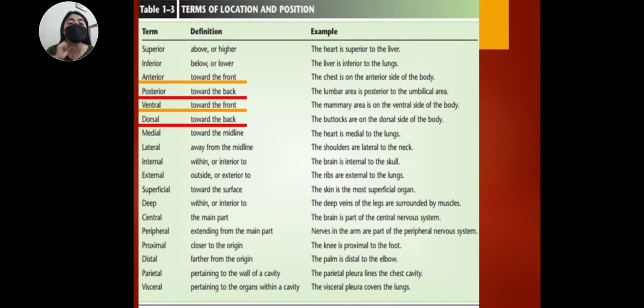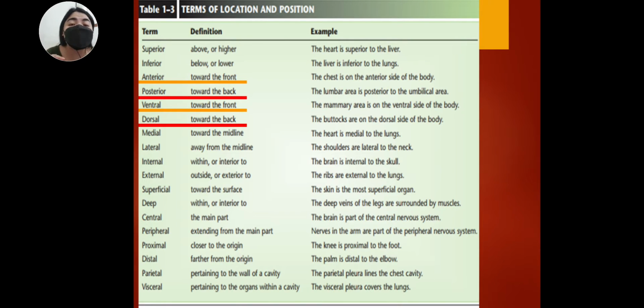Okay, so next we have internal. Internal is within or interior to. So meaning to say the brain is internal to the skull. Yes, it is actually correct. Because before you can see the brain, you will first see the skull. So the inside of the skull is your brain. That's why it is said interior or within, nasa loob, or inside.